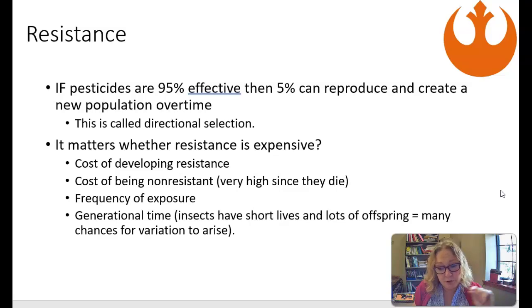But know that people don't like that. They want it all dead. But when you repeatedly put the pesticide on over and over and over again, you're breeding for resistance.